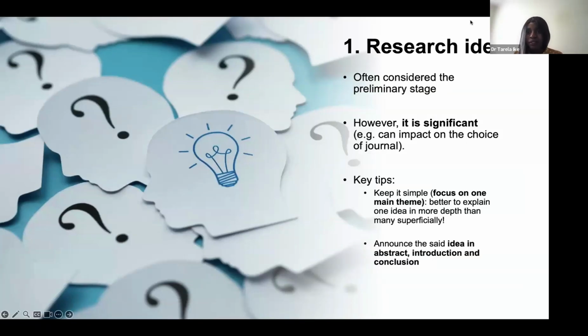Okay, so the research idea. For me, I think this is sometimes considered the preliminary stage. Before you even think of actually publishing in a journal, one might have had some sort of idea that they want to write up into a manuscript and then publish, as the case may be. And I think that's the starting point to start to think through carefully where you would want this idea to go. A lot of the time it could be a fleeting idea.